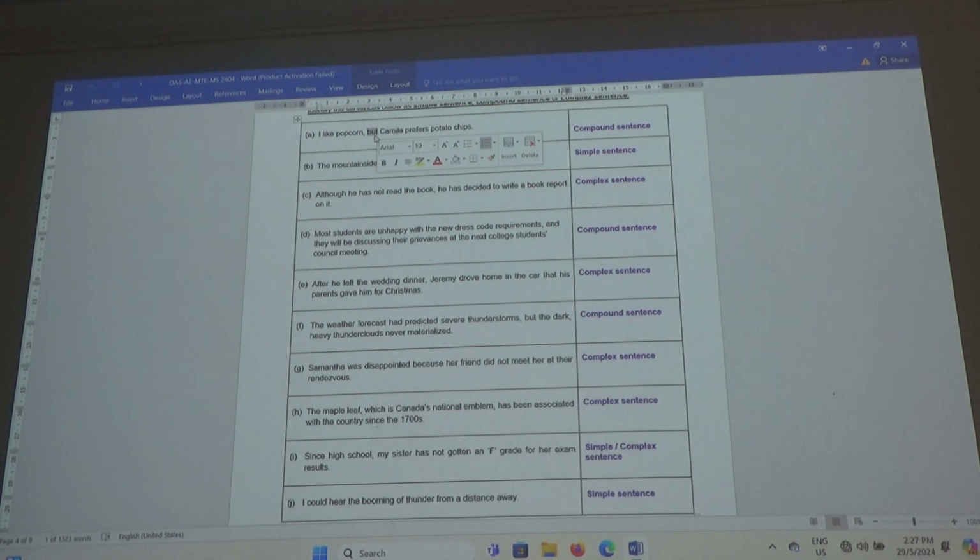Remember fanboys? F-A-N-B-O-Y-S. And then we've got another subject now. Camilla prefers potato chips. Subject, verb. So S-V, C-C, S-V. Compound sentence.